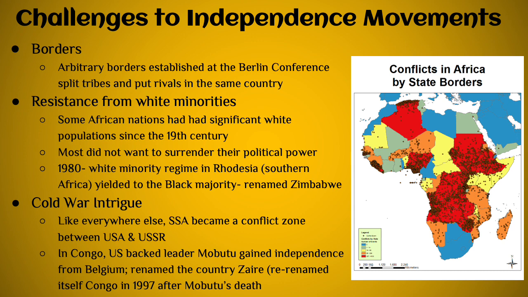Like everywhere else in the world, you have the Cold War going on, and so there are Cold War struggles between the United States and the Soviet Union, even in sub-Saharan Africa. One example is in the Congo, where the United States backed this guy named Mobutu in gaining independence from Belgium. Mobutu renamed the country Zaire, which then renamed itself Congo after Mobutu's death.